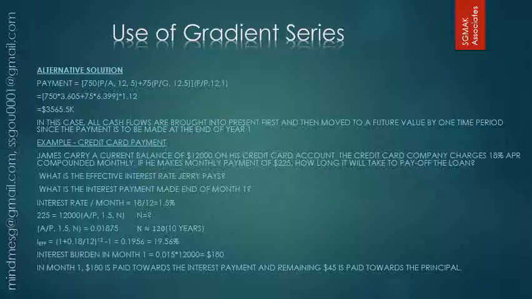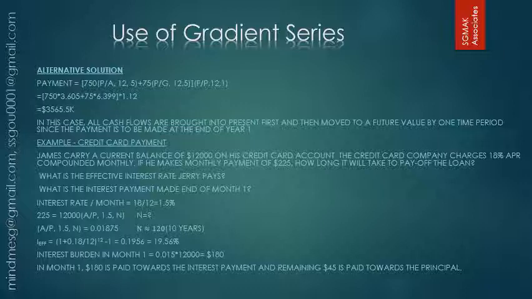Your effective interest rate is 1 plus nominal, 0.18 divided by 12, raised to the power 12, minus 1, converting from a nominal 18% with 12 compounding periods. So per compounding period is 18% divided by 12, and that comes out to be 19.56%. So effectively you're paying 19.5% on that loan. It will take you 10 years to repay the loan.